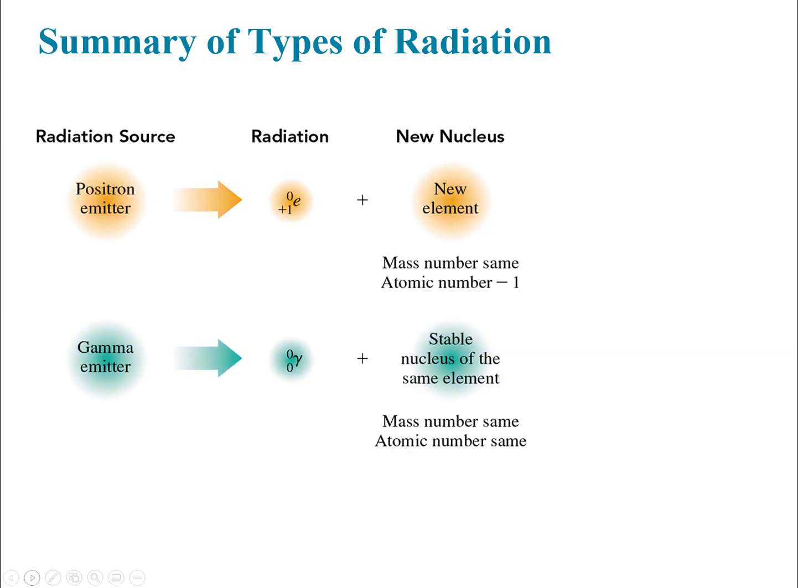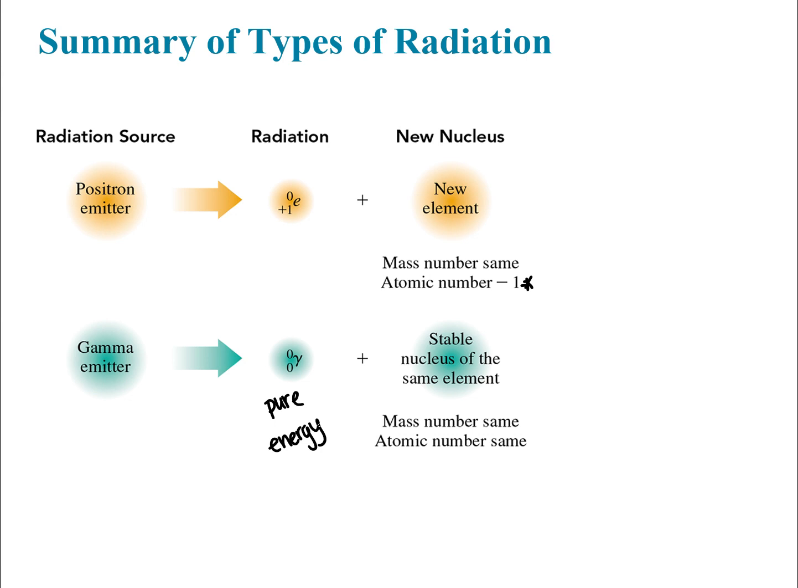We've got 2 more types to go. There's the positron emitter, and this is very similar to the beta emitter, only this time your atomic number decreases by 1 for the new element. And finally, the gamma emitter, you're going to emit pure energy. So the mass number and the atomic number stay the same. You're not making a new nucleus or a new element.